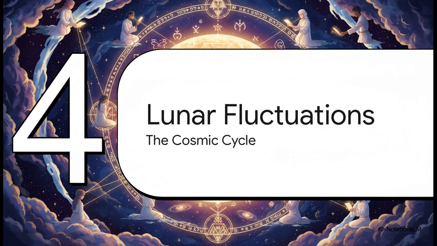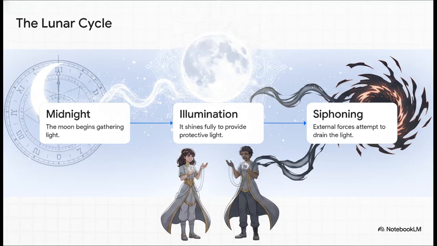Fluctuations of lunar light. Now, this dynamic builds into something even more profound. You see, this cosmic moon isn't just static. It operates on a highly functional cycle, dictated by spiritual forces. According to texts like Periot's Chime, there are deep, precise mechanics to this lunar cycle. It starts at midnight, when spiritual forces align and the moon begins gathering divine light.